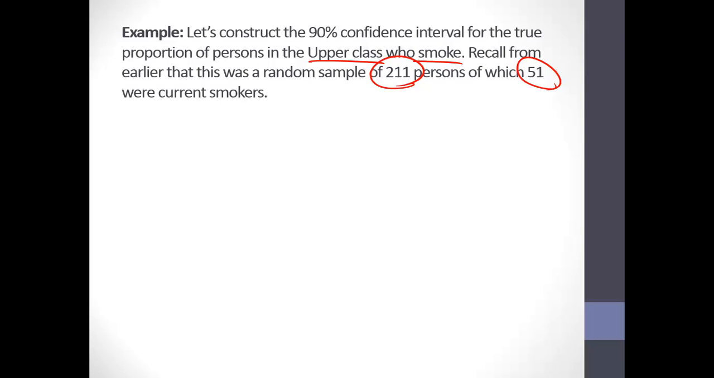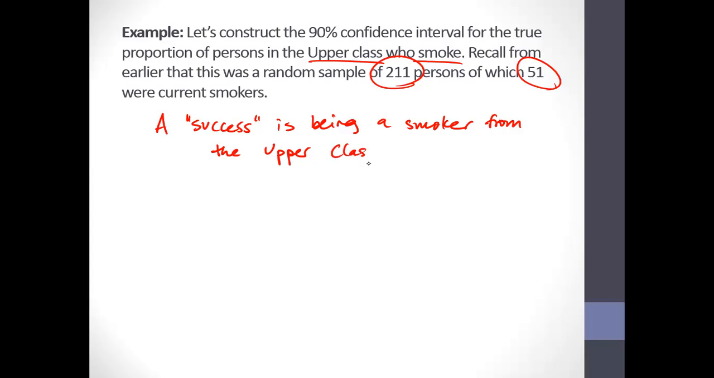A good way to start on these problems involving a proportion is to write out what I'm considering a success. Just to be very clear, a success here is being a smoker from the upper class. We want to look at folks who are in the upper class, and then look at the proportion of those who are smokers. That's what we're defining as a success in this example.